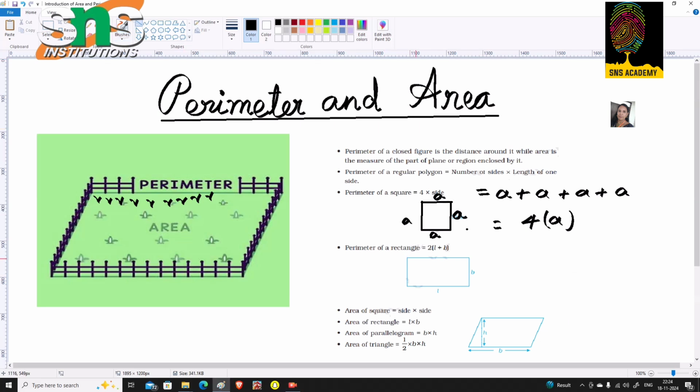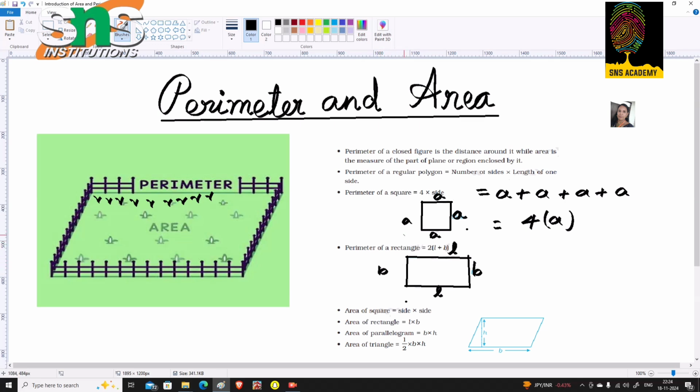The next one we are talking about is the perimeter of a rectangle. So according to the nature of a rectangle, the opposite sides are always equal. So when it is length, the opposite side will also be equal to length, and when it is breadth, the opposite side will also be equal to breadth.